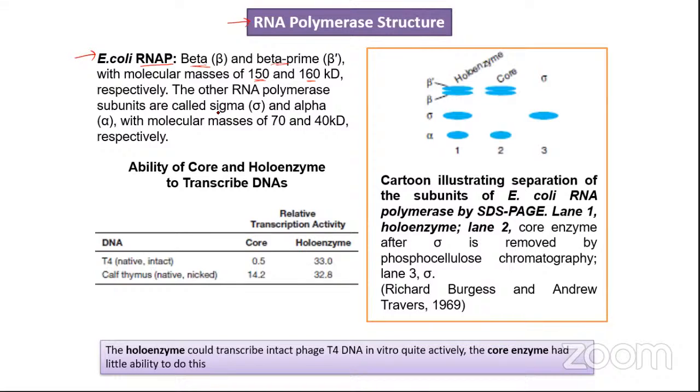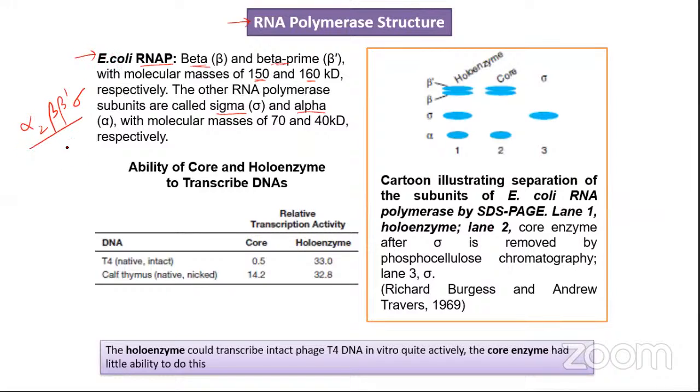One was called the sigma subunit or the sigma factor, and the alpha subunit. Now, when they found out the stoichiometry, in what way they are arranged together, it appears that it consists of two alpha subunits, one beta, one beta prime, and one sigma subunit. This is the composition of RNA polymerase, the prokaryotic RNA polymerase.